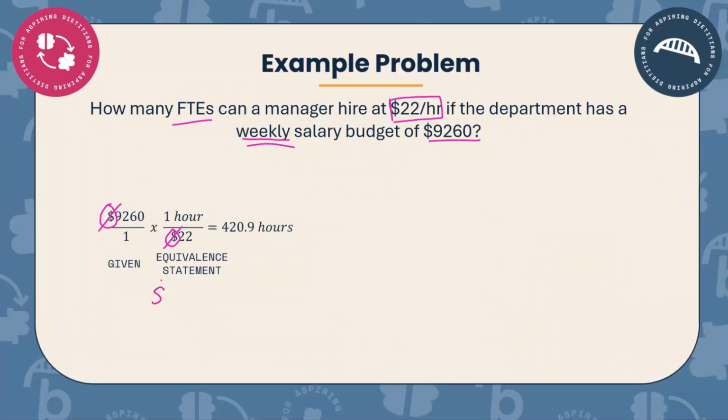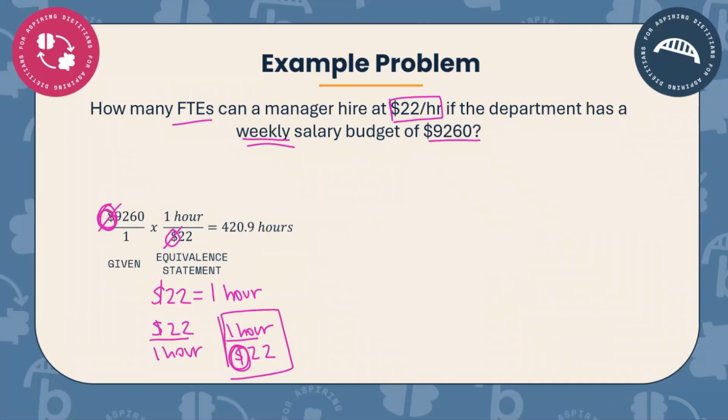And just as a quick aside, since we're still learning this, this comes from the fact that $22 is the amount of pay you get for 1 hour of work. So we could write this equivalent statement like this: $22 is the value of 1 hour of work. Or we can say 1 hour of work will get you paid $22. They mean the same thing. They're equal to each other, but we need dollars on the bottom because it needs to cancel with dollars in our given. So we'll use this equivalent statement right here.